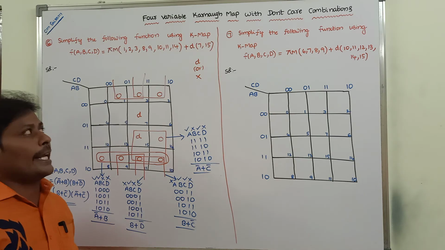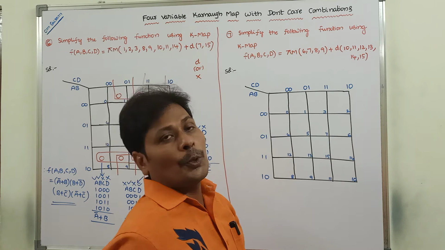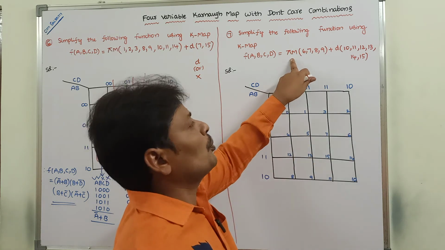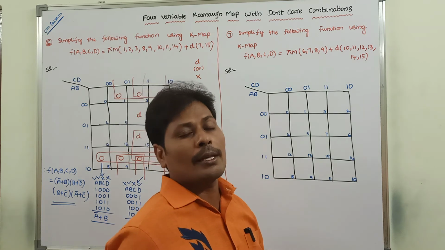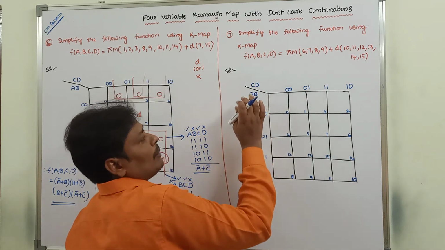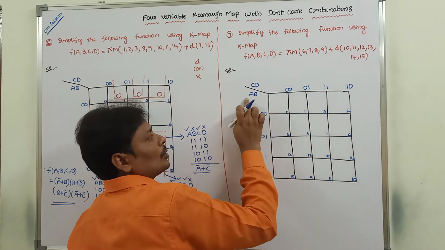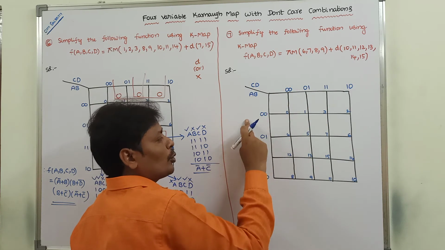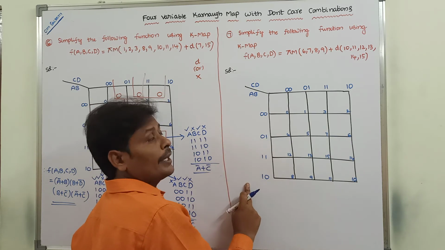Okay. Next one, second problem. Simplify the following Boolean function using K-map. Here also product of max terms are given and don't care combinations are also given. Okay. So it is a 4 variable Karnaugh map, row side AB, column side CD. Row side I am taking 4 possible values. These 4 possible values can be written in the form of gray code.